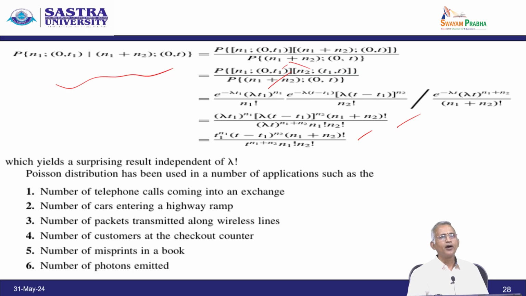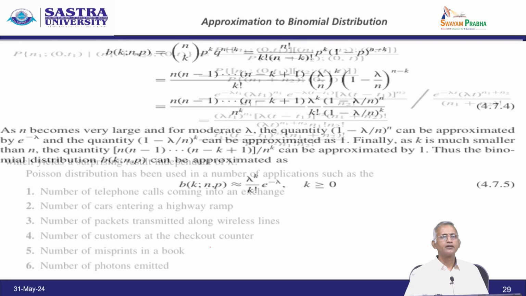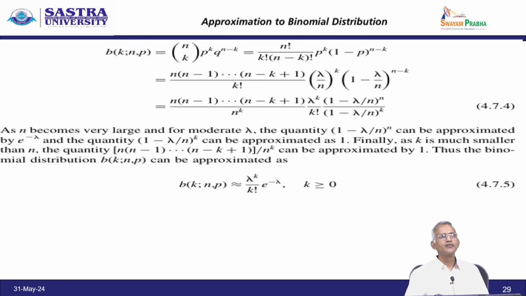Therefore, the Poisson distribution has been used in a number of applications such as: number 1, telephone calls coming into an exchange; number 2, number of cars entering a highway ramp; number 3, number of packets transmitted along wireless lines; number of customers at the checkout counter; number of misprints in a book; number of photons emitted. So, these are all the ideas we have to use in the approximation of the binomial distribution.